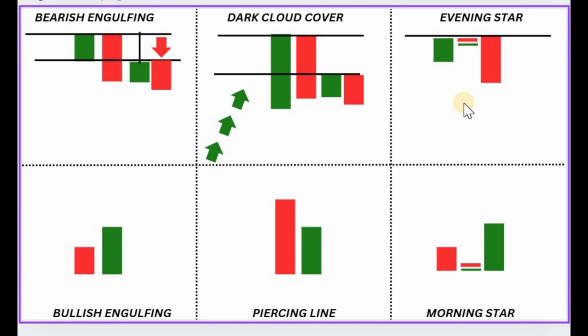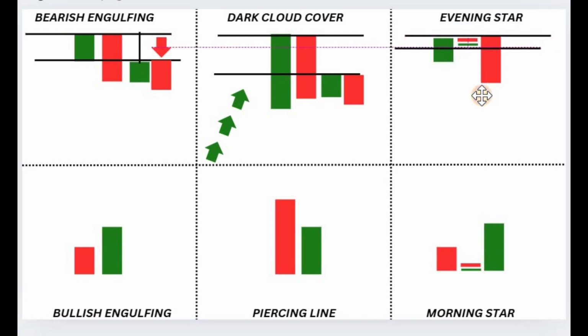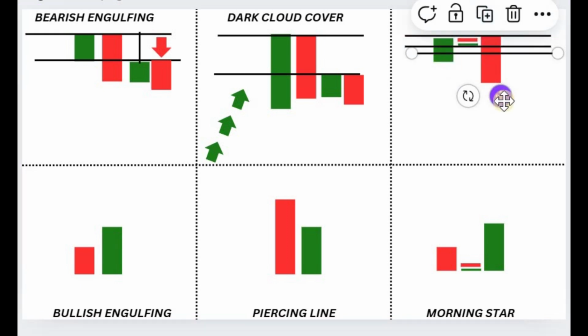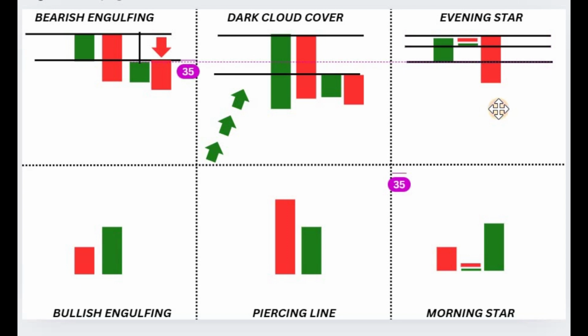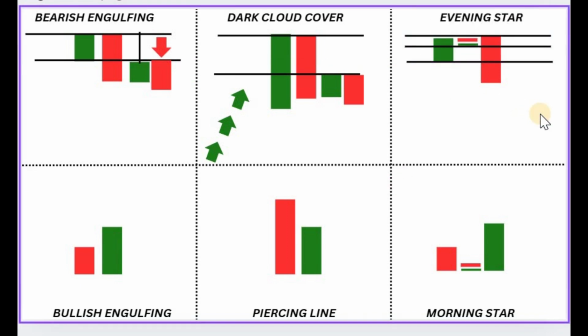Now if you look carefully, this is also another level here. I'm going to show you now. Why is this a level? This is the opening price of the middle candlestick, and then the opening price of this last candlestick here. Yes, this is also a key level.